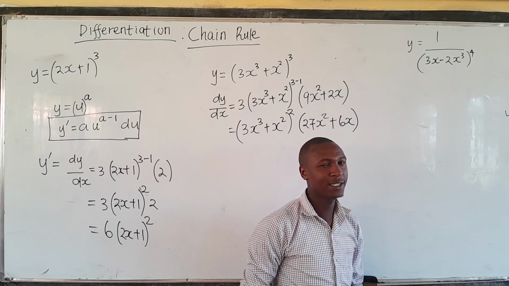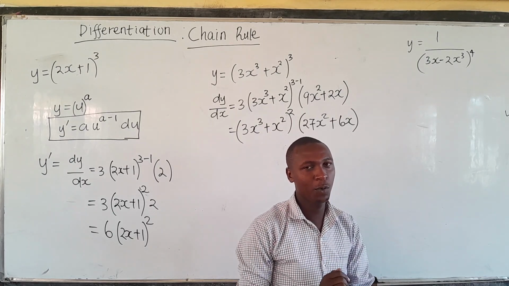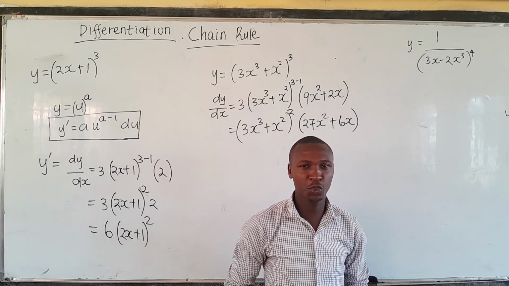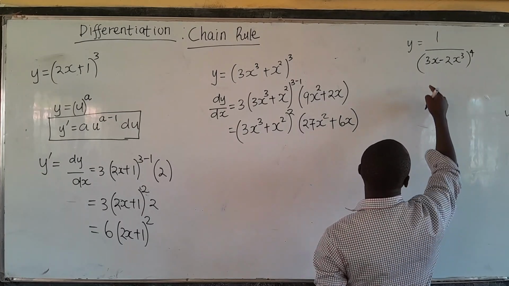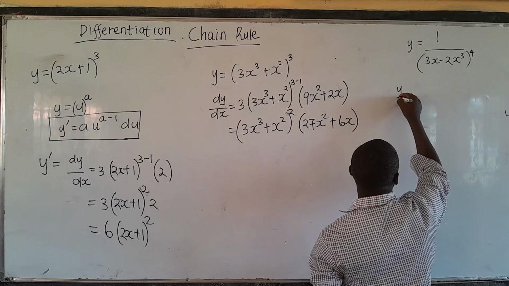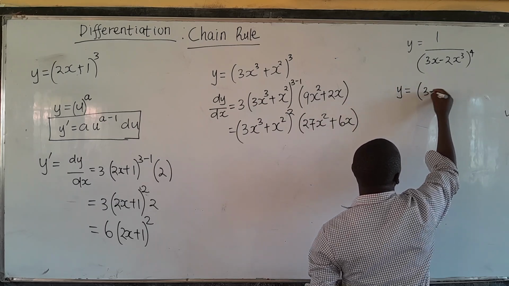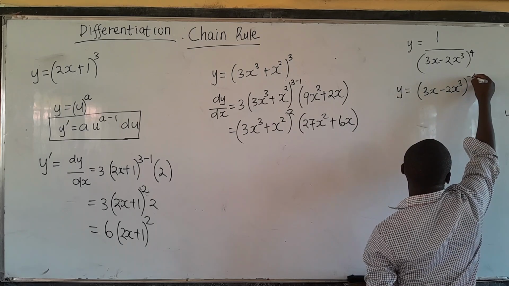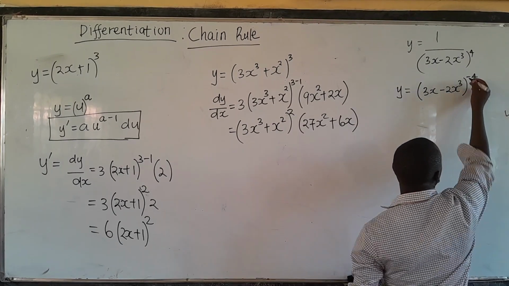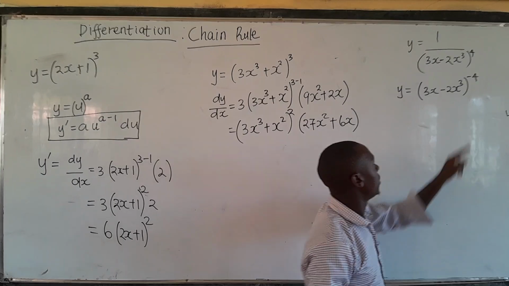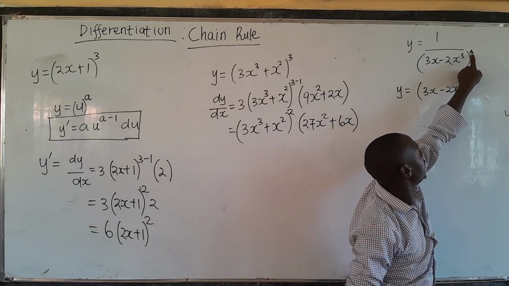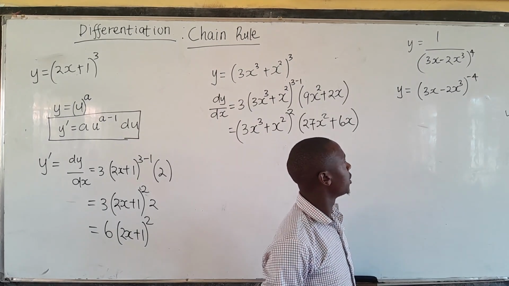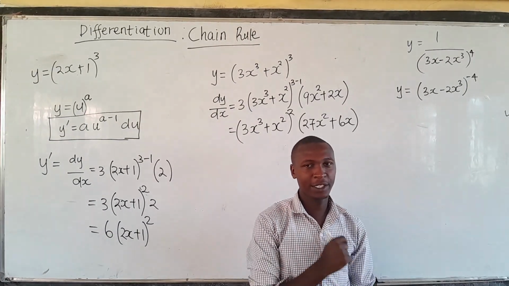So we can treat it as a quotient, but for now we are going to use the chain rule to solve it. So for us to be able to use the chain rule to solve this problem, we are going to write the function as follows. y is equal to (3x minus 2x cubed) raised to negative 4. So with this negative 4, the denominator becomes the numerator, and then we introduce a negative there. Alright, so we are ready now to solve using the chain rule.